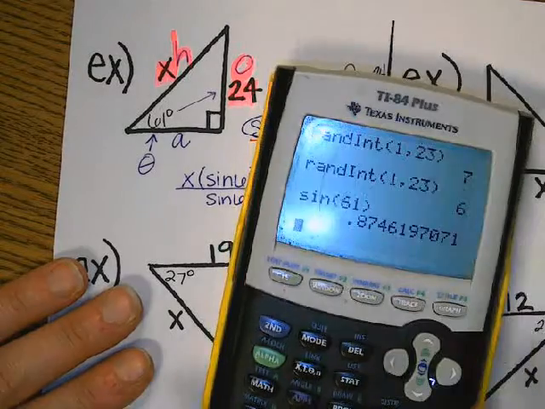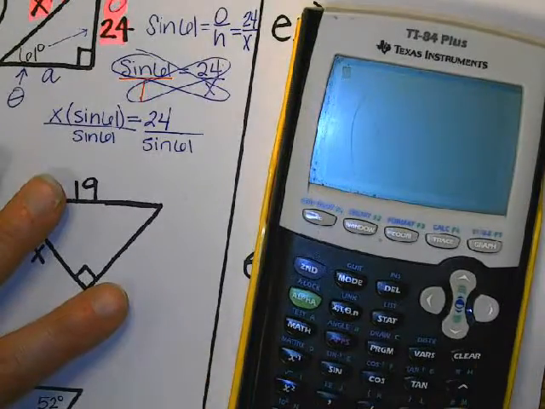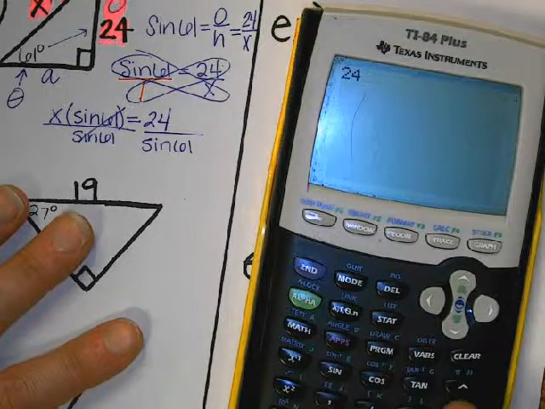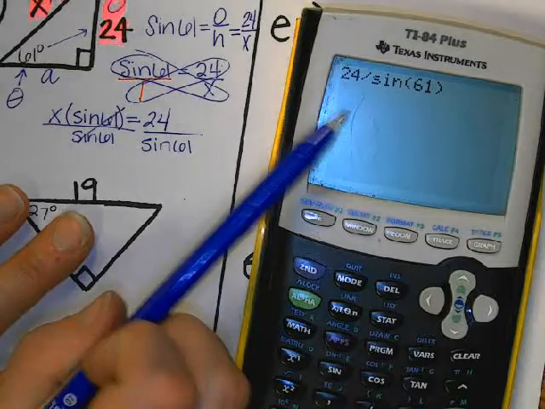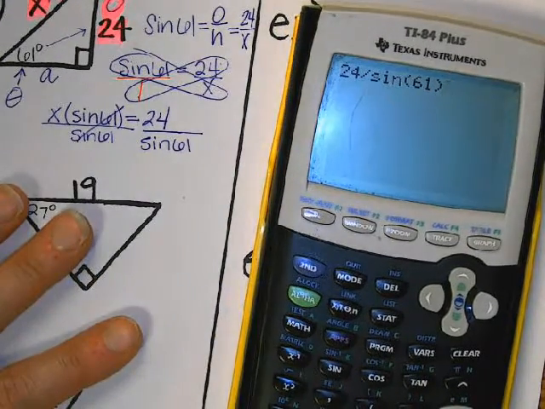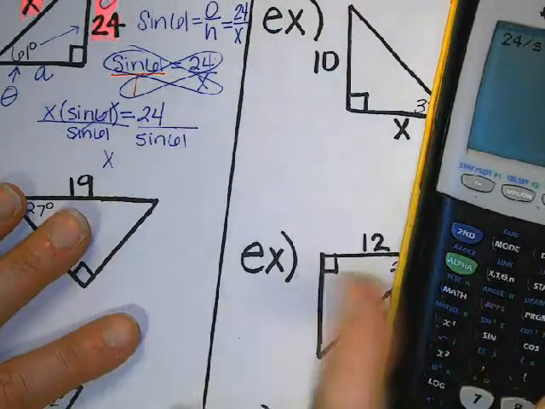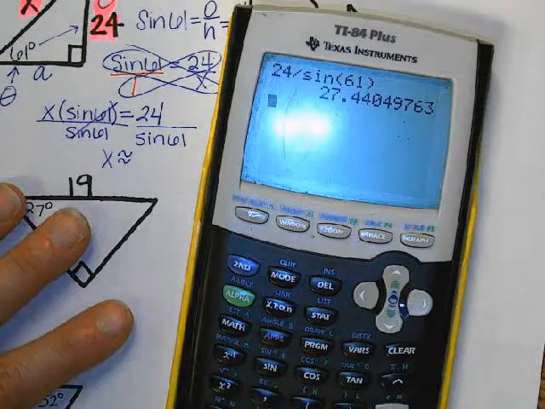Okay? Which means I'm really just dividing by this decimal here. Okay? So I'm going to say this is 24 because it's on top. So we'll say, and this cancels out. Sine of 61 cancels out. So it's 24 divided by sine of 61, and put parentheses. So when you type it on your calculator, it looks like this. And when you push enter, you're going to get a long decimal.